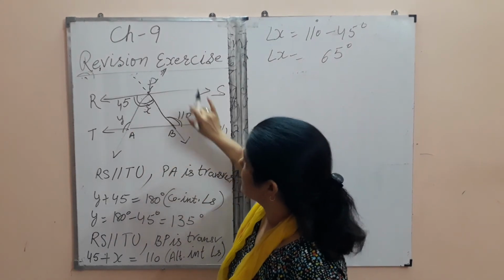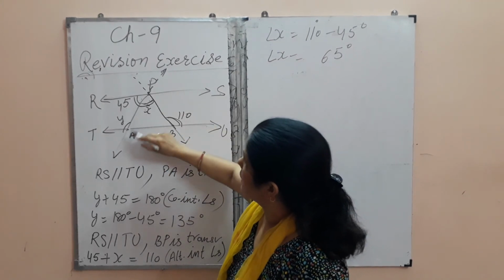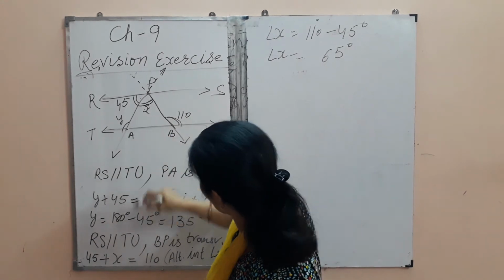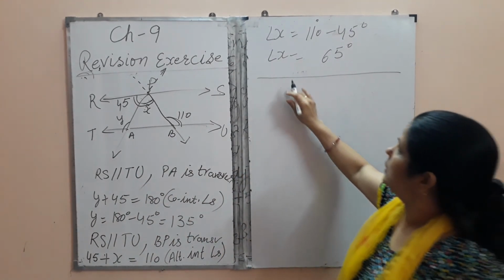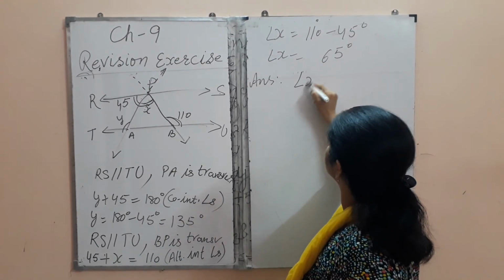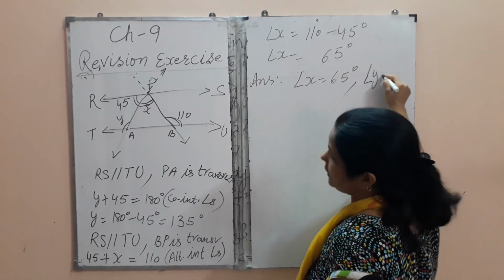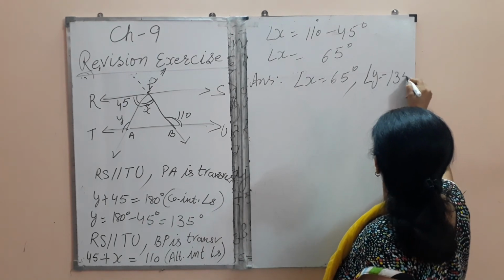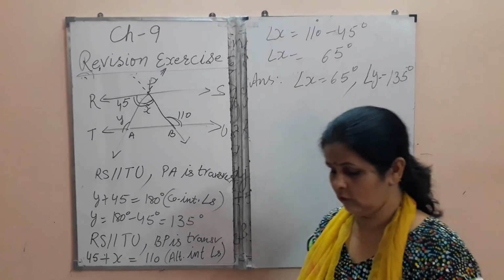Now again we will take this and this line parallel, and this, because Y also we have to find out, and this and this. So Y too we have found, X and Y both we have found. So the answer will be angle X equals 65 degrees and angle Y equals 135. Understood? Like this we will solve this question.